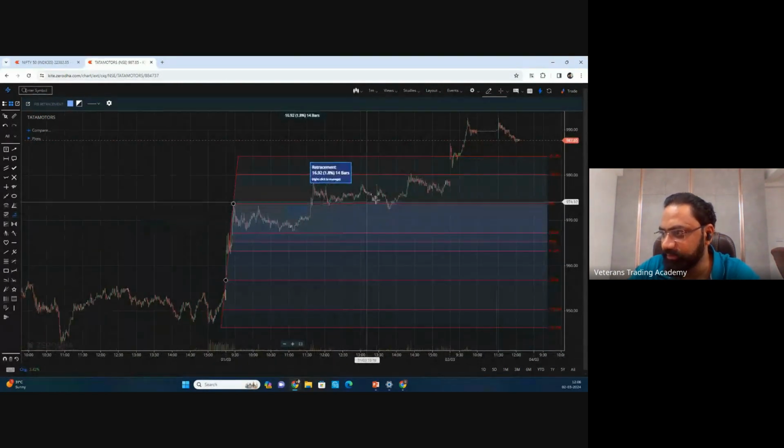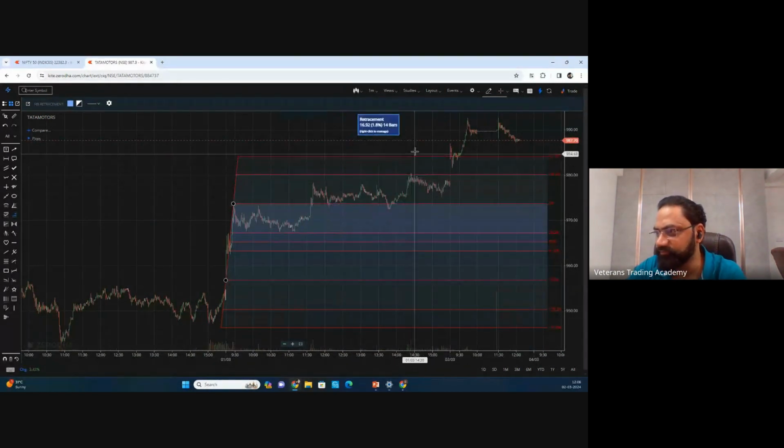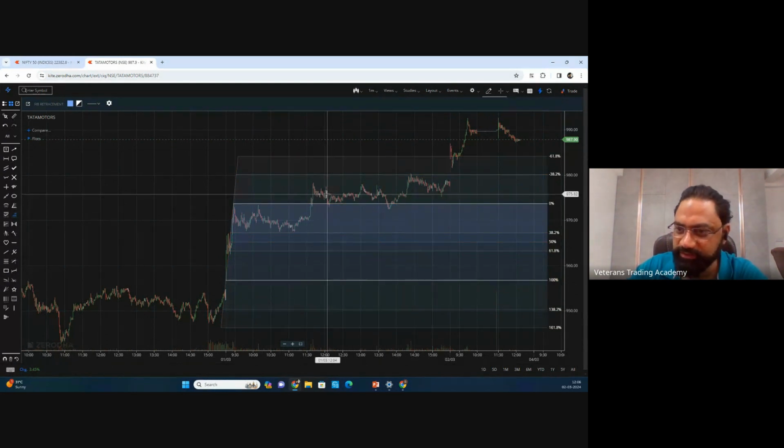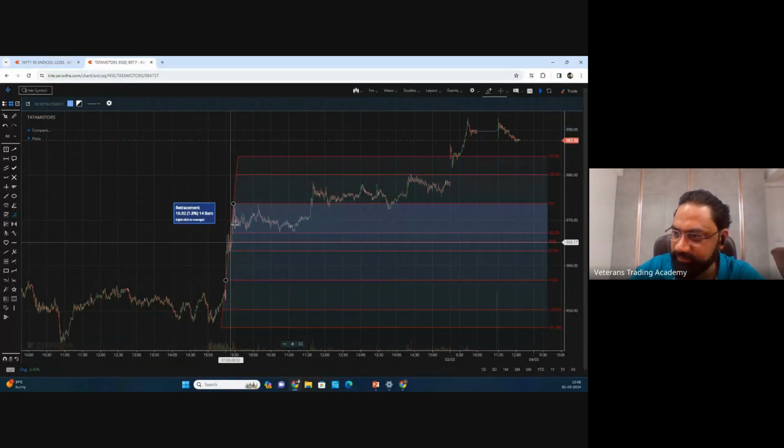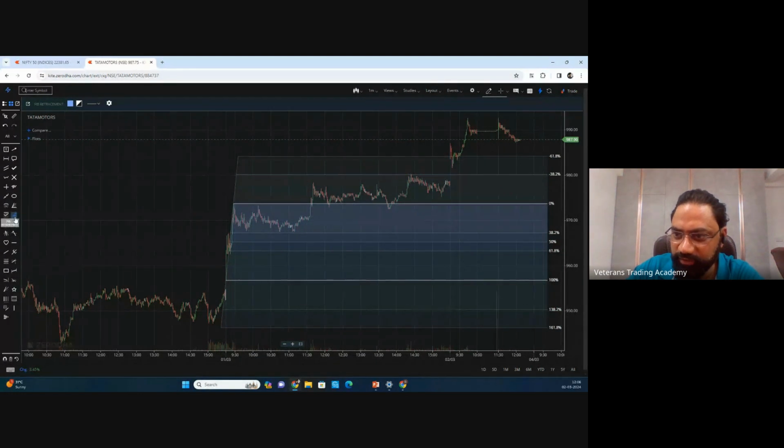And in this again you can make some target. Some people can put a target of 61% or 38%, depending on whether they are following Fibonacci ratio levels or Fibonacci extension levels. So this is how the Fibonacci thing is there on the chart. That's how you make it.